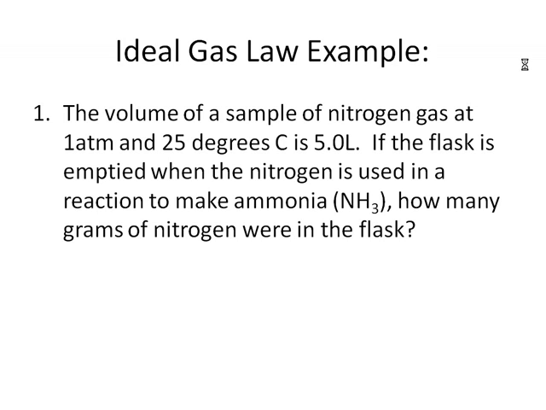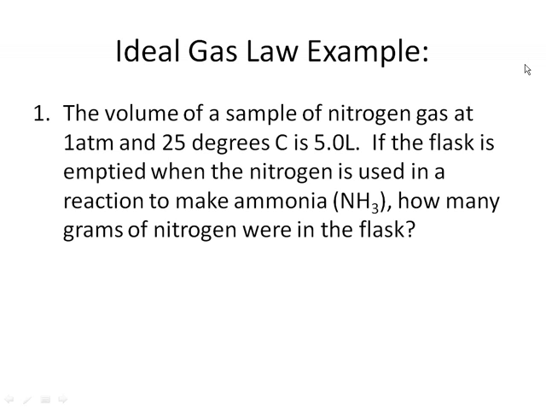And hopefully what you're realizing is, if we have a chemical reaction occurring, then it's probably a good idea to write out and balance the chemical reaction. So let's go back there. So we have nitrogen, and it's at 1 atm. Oh, my highlighter's not working. And the nitrogen is used in a reaction to make ammonia.